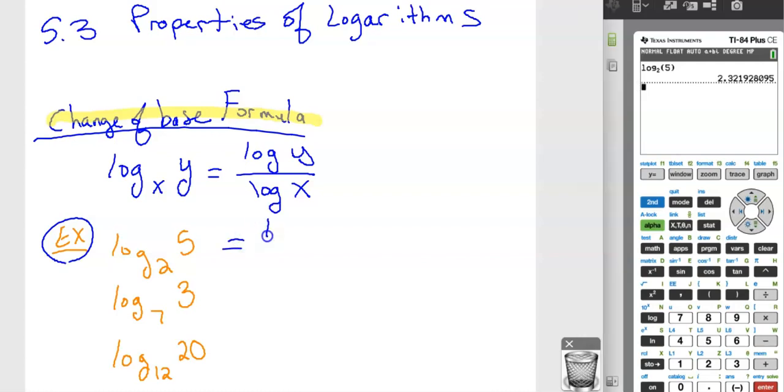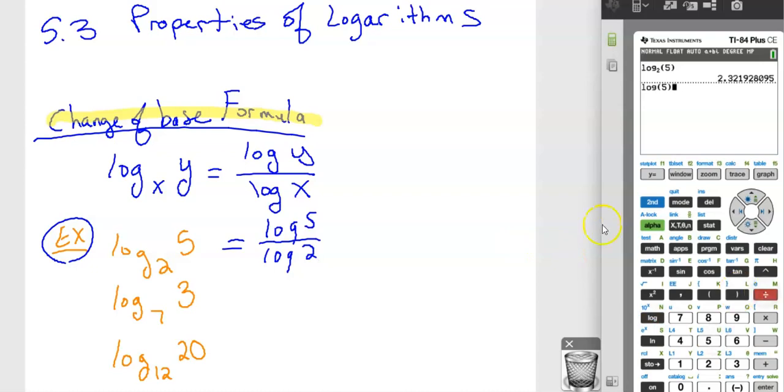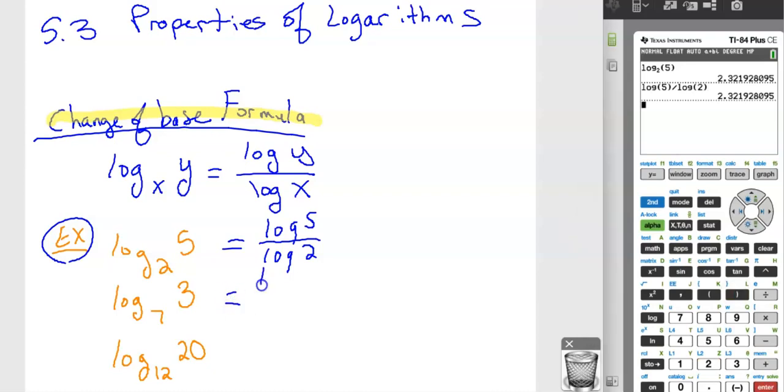So here, this is literally the log of 5 divided by the log of 2. If you literally just type in log 5 divided by log 2, notice we got the exact same answer. So this can be evaluated as log of 3 divided by log of 7, log of 20 divided by log of 12. So again, students, it doesn't matter what calculator they have, they can simply evaluate any base if they know the change of base formula.